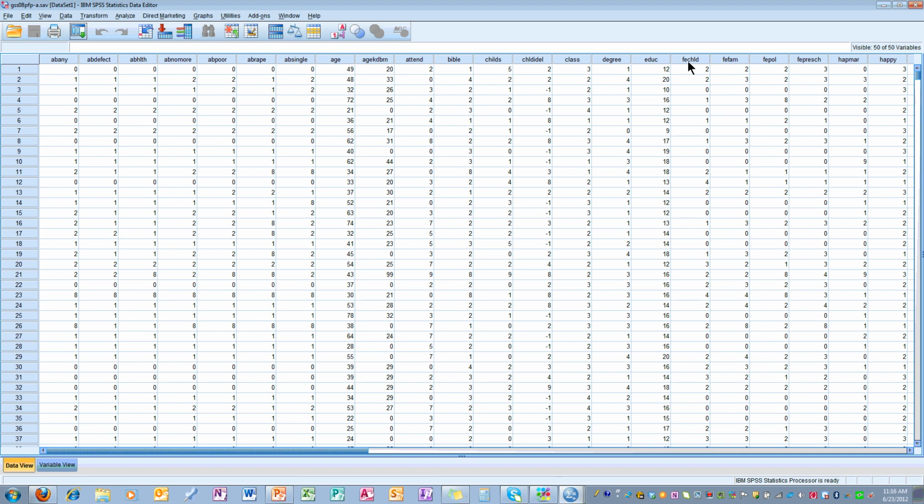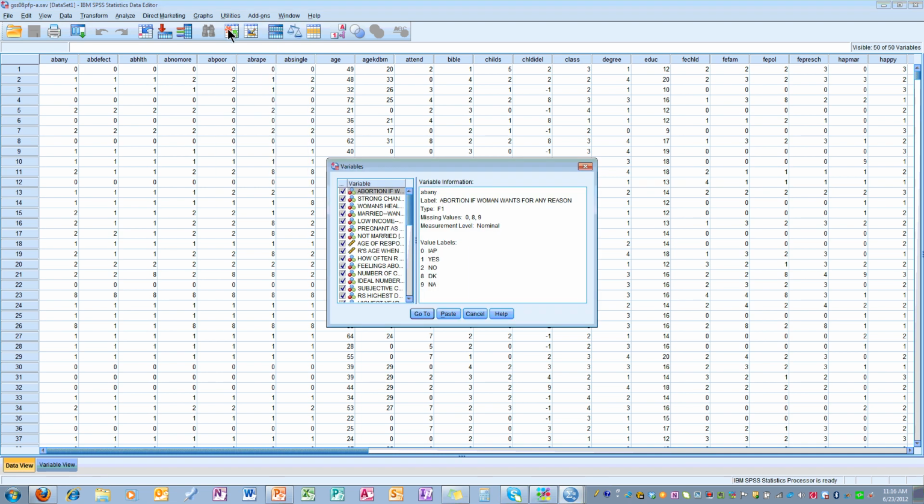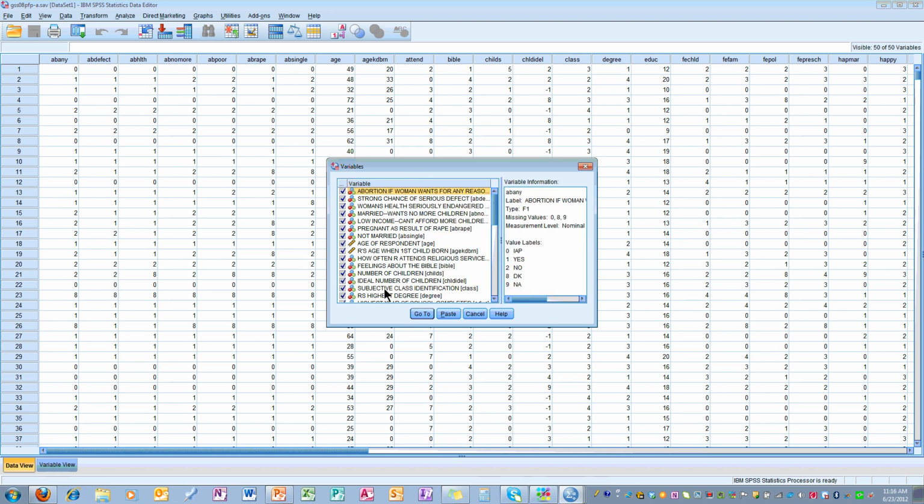But to know a little bit more about the survey questions, what we want to do is go to that utilities variables function I was mentioning before. You want to go to utilities, variables, and then if we open this window up, we can see that, for example, this first question is abortion if woman wants it for any reason. And then we can see how it was coded.